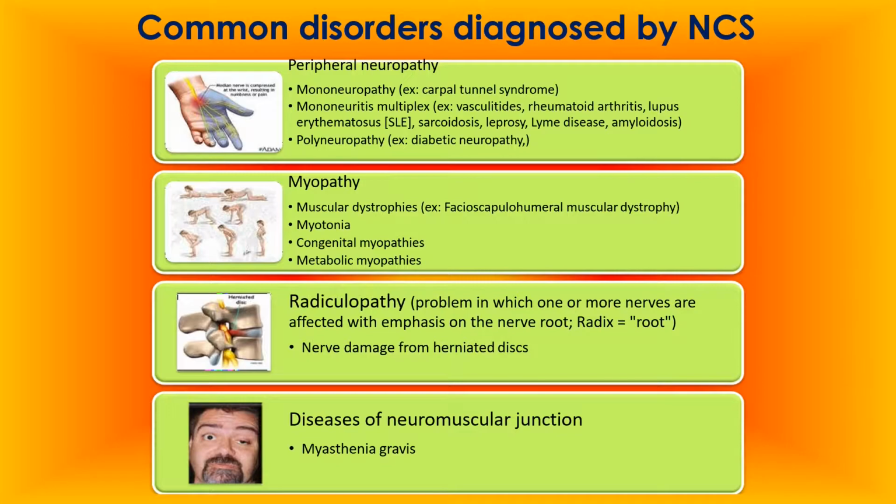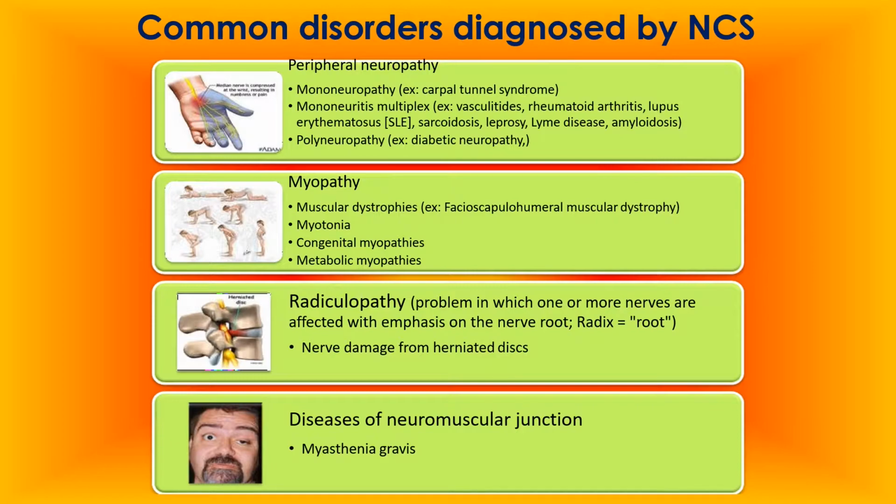Now, common disorders diagnosed by nerve conduction studies are peripheral neuropathies. Mononeuropathy means affecting only a single nerve. Most commonly it is carpal tunnel syndrome, commonly seen in females. Mononeuritis multiplex includes vasculitides, rheumatoid arthritis, lupus erythematosus, that is SLE, systemic lupus erythematosus, sarcoidosis, leprosy, Lyme's disease, amyloidosis, and polyneuropathies affecting many nerves. Usually it is diabetic neuropathy, a common long-term complication of diabetes mellitus.